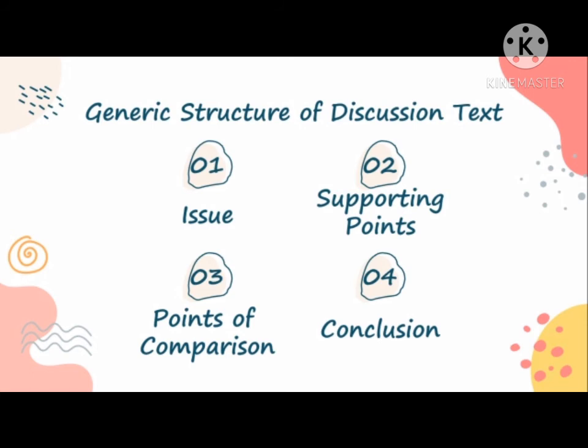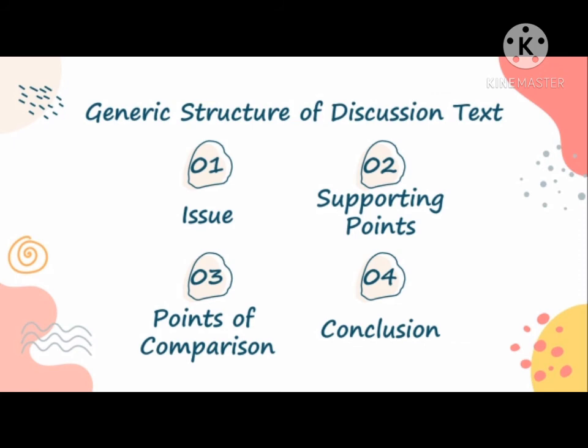Generic structure of discussion text. The first one, issue. It contains the issue that will be discussed in the text. The second, supporting points that support the issue. The author can present the main idea in the first sentence in a paragraph, then elaborate on the main idea in the following sentences.